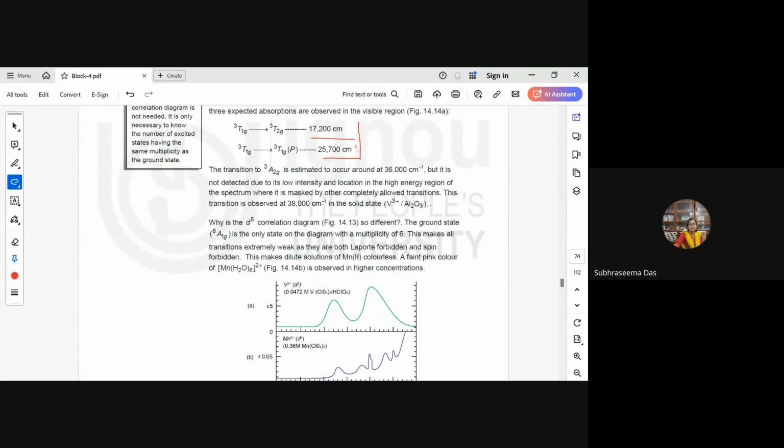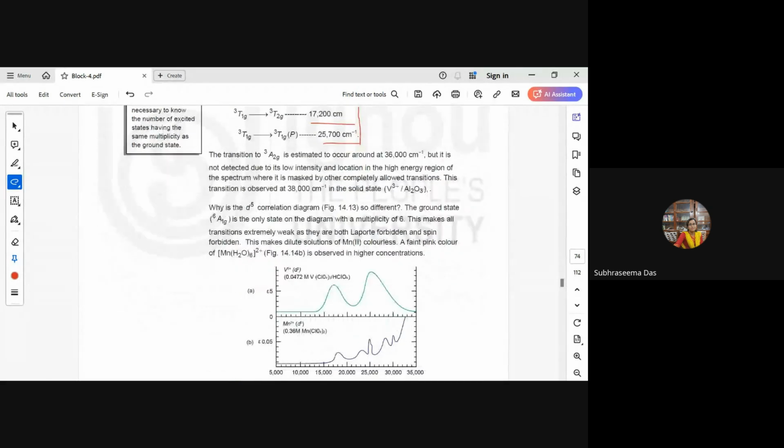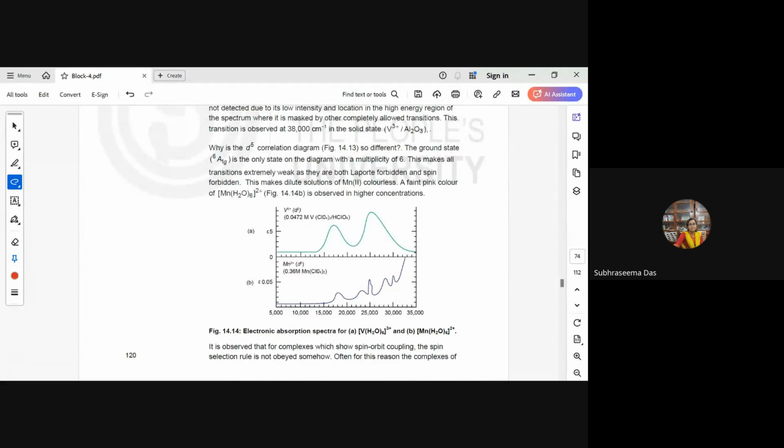Now this d5 correlation diagram is shown to illustrate why it is much different, because the ground state 6A1g is the only state which has a multiplicity of 6. This makes the transitions very weak because they become both Laporte forbidden and spin forbidden. And this is what makes all the dilute solutions of Mn2+ colorless in nature.